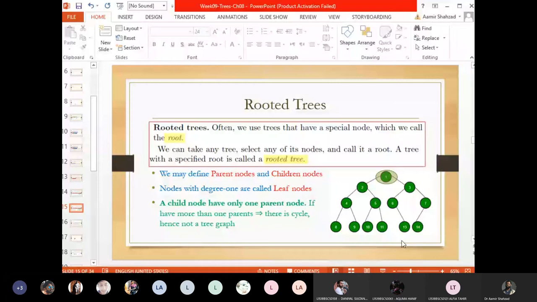A child node has only one parent node. दरअसल आप कोई भी एक नोड उठाएं, उसका जो पेरेंट है वो एक ही पेरेंट होगा, except root node के, उसका कोई पेरेंट नहीं होता. बाकी जितने भी नोड्स हैं they will have exactly one parent. ये नहीं हो सकता किसी नोड के दो पेरेंट्स हों. अगर दो पेरेंट्स होंगे तो क्या होगा?